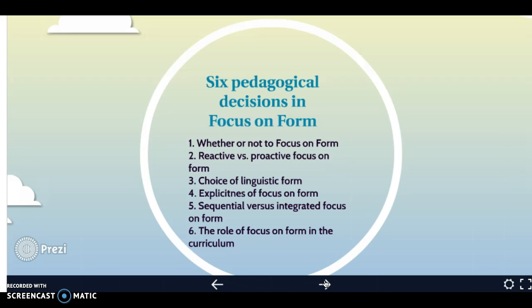Doughty and Williams divide the pedagogical choices into 6 different considerations, which are whether or not to focus on form, reactive versus proactive focus on form, the choice of linguistic form, explicitness of focus on form, sequential versus integrated focus on form, and the role of focus on form in the curriculum. Let's have a look at them one by one.